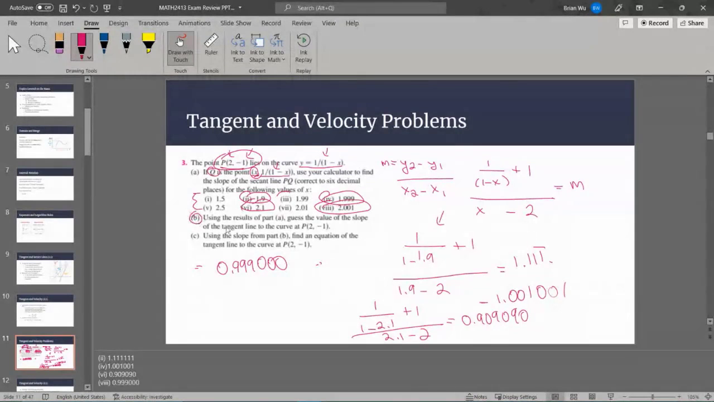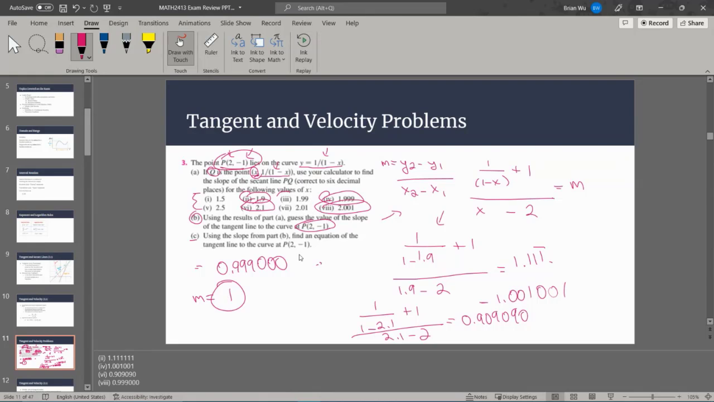So that's pretty much part B, which says to use the results of part A to guess the value of the slope of the tangent line at this point. And that's what we've been doing. We've been taking 2 points and making them really close together, so we can find a pretty good estimate of, I think, 1. So m is equal to 1.